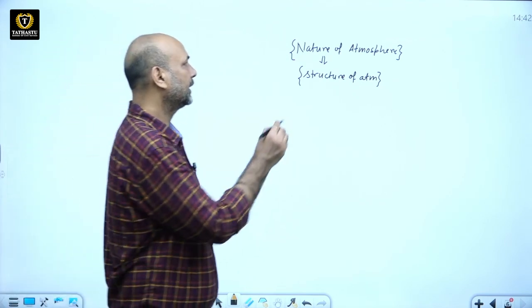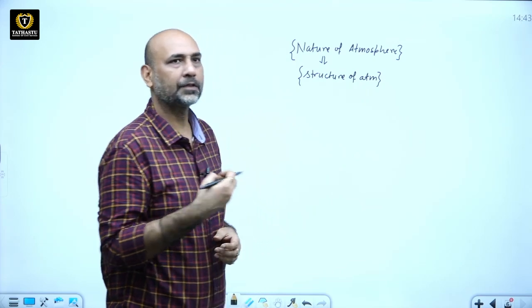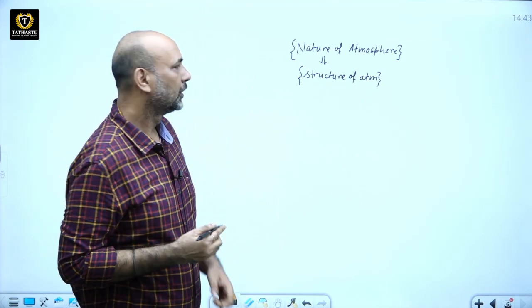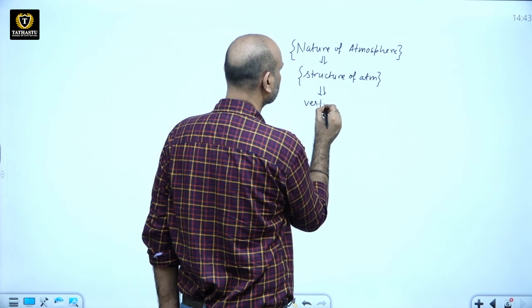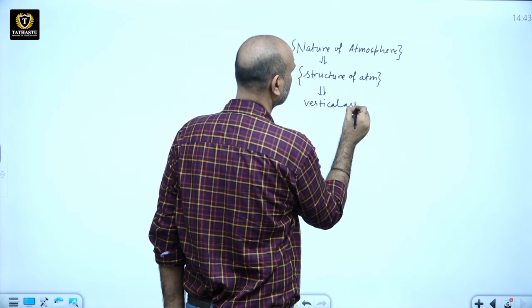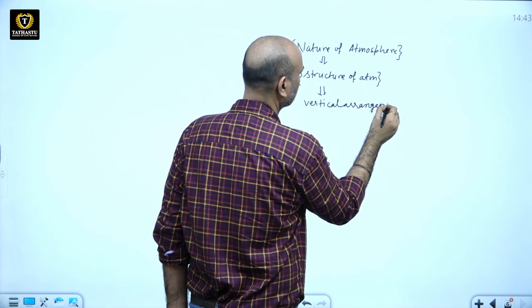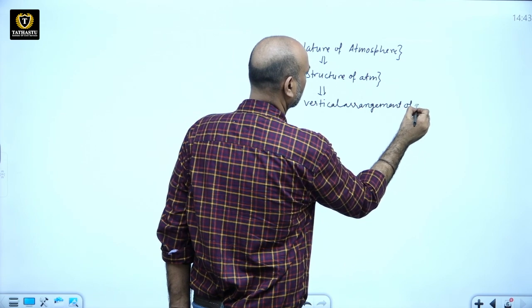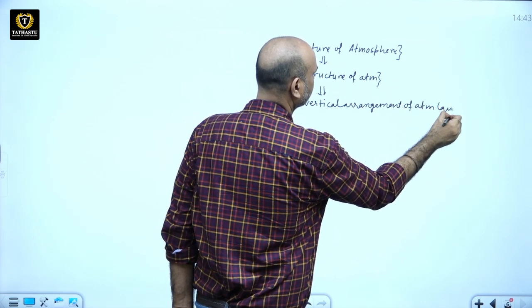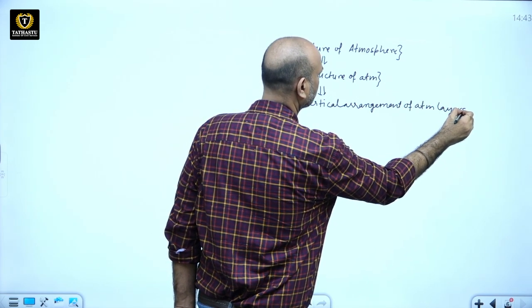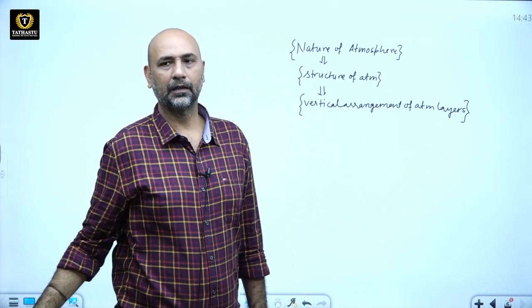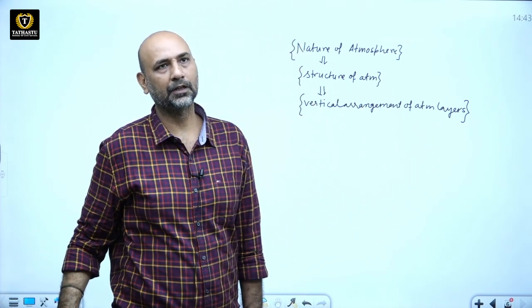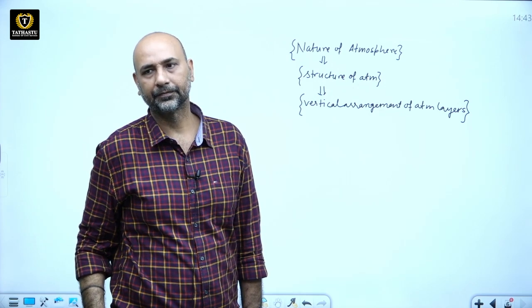That is called nature of caste. So here the question is on nature of atmosphere, means we have to describe structure, means vertical arrangement of atmospheric layers. Vertical arrangement of atmospheric layers is called structure. That is the nature of atmosphere.